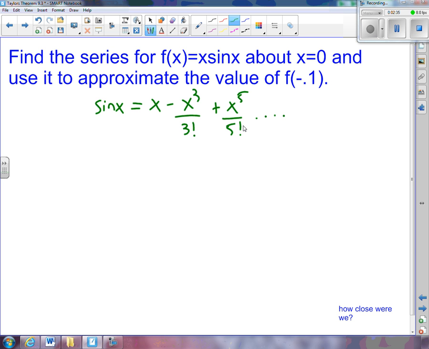All right. So now that we have the series for sine, what's the series for x times sine x? Everything multiplied by an x. So x times the sine of x equals x squared minus x to the 4th over 3 factorial plus x to the 6th over 5 factorial and so on. So now it's even, but it's not the same function, so that's okay. So now let's use it to approximate the value at negative 0.1.